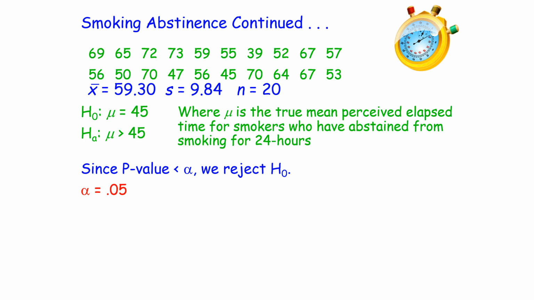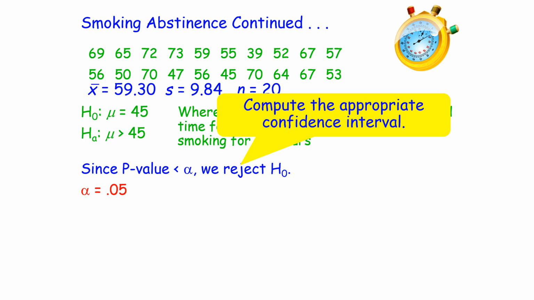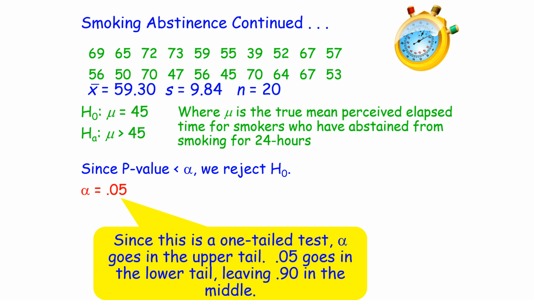So again, since our p-value was less than alpha, we rejected our null hypothesis with our alpha value of 0.05. So we're going to compute the appropriate confidence interval now. Since this is a one-tailed test, alpha is going to go in the upper tail, and 0.05 is going to go in the lower tail, leaving 0.9 in the middle. So we're going to be developing a 90% confidence interval.